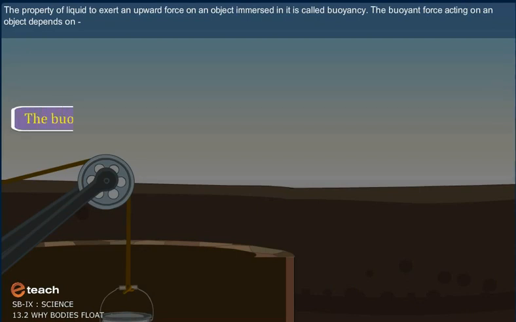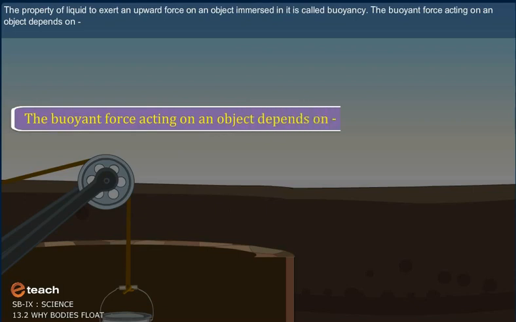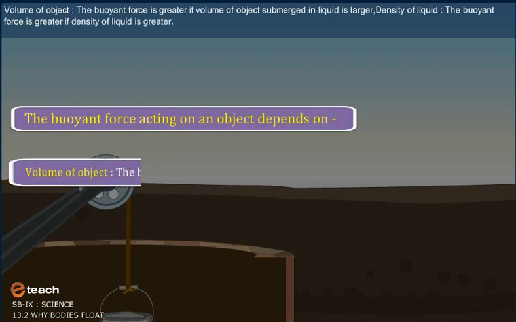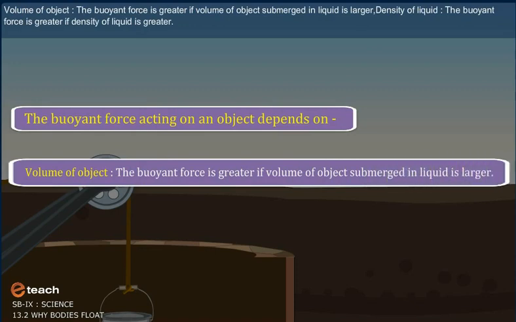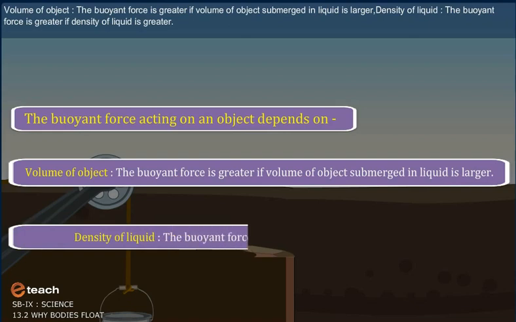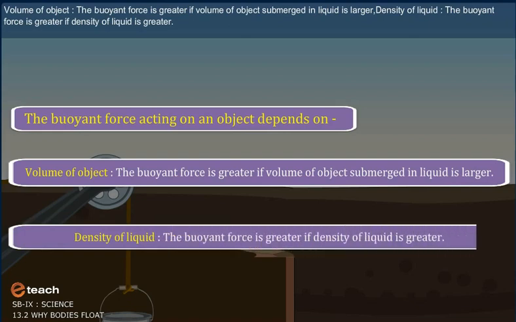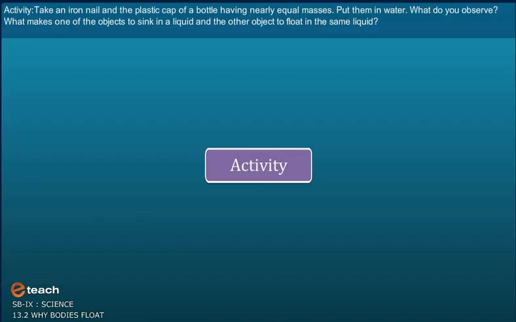The buoyant force acting on an object depends on the volume of the object. The buoyant force is greater if the volume of the object submerged in liquid is larger. It also depends on the density of the liquid. The buoyant force is greater if the density of the liquid is greater.